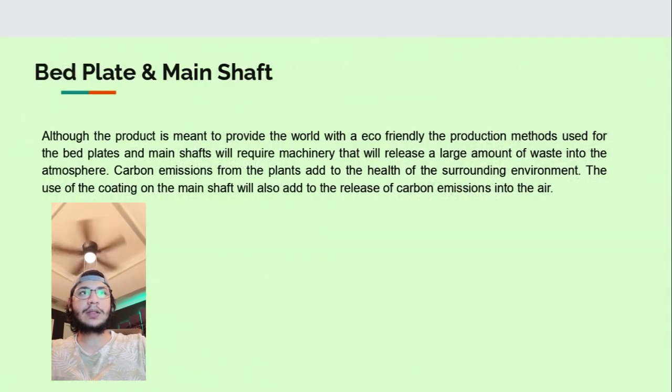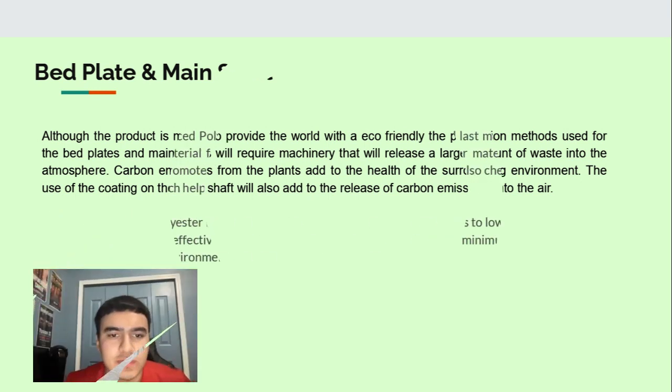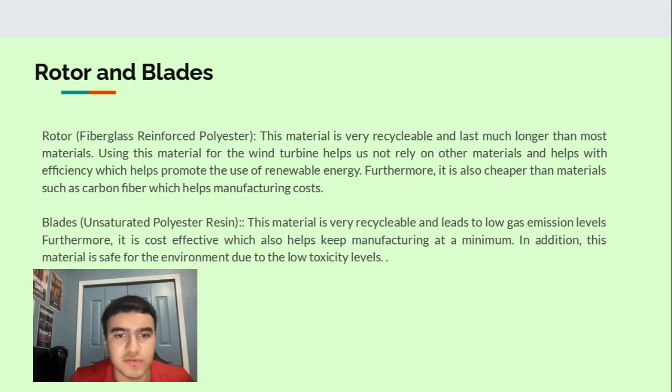Although the product is meant to provide the world with an eco-friendly solution to energy generation, the bed plate and main shafts will require machinery that will release a large amount of waste into the atmosphere. Carbon emissions from the plants add to the health of the surrounding environment. The use of the coating on the main shaft will also add to the release of carbon emissions into the air. So for sustainability, we must now talk about the materials again.